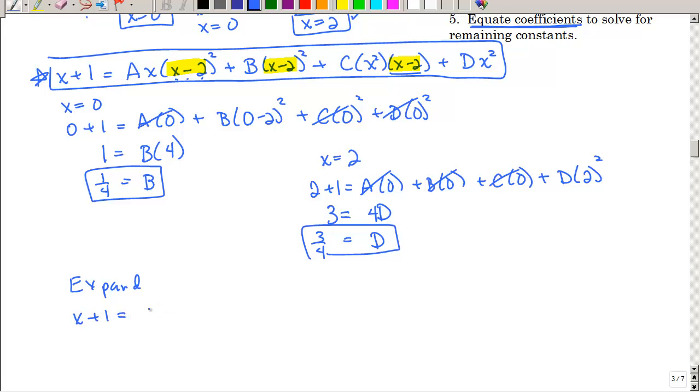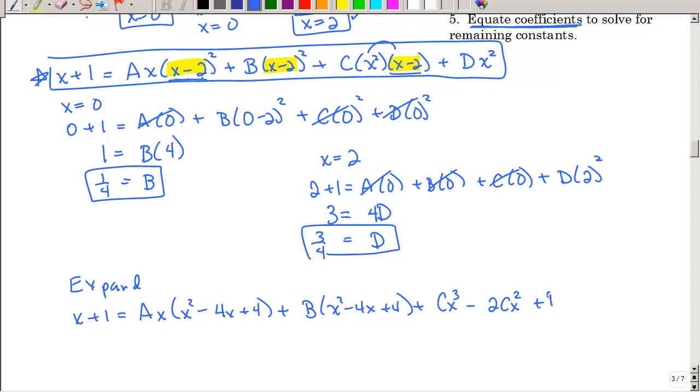So I have x + 1 equals Ax, then I'm going to FOIL that out, plus B, going to FOIL the same thing, plus C, so I'm going to distribute that, so I have Cx cubed, minus 2Cx squared, and then I just have Dx squared. And now I'm going to distribute here, so I have Ax cubed minus 4Ax squared plus 4Ax. Distribute here.